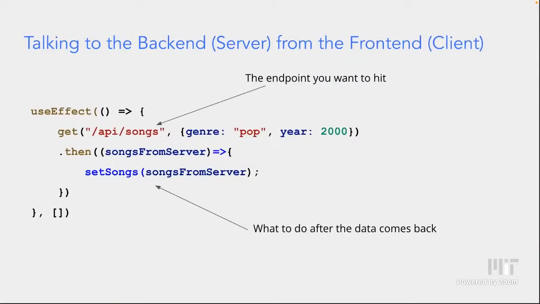And this is another example of using useEffect. We want to get songs and then we set the songs after we get the result from the GET request. And we put it all in the useEffect. That's an example of passing in parameters to our GET request. So sometimes we might want to specify some stuff for our backend. And the backend might return different things depending on what genre we pass in or what year we pass in.